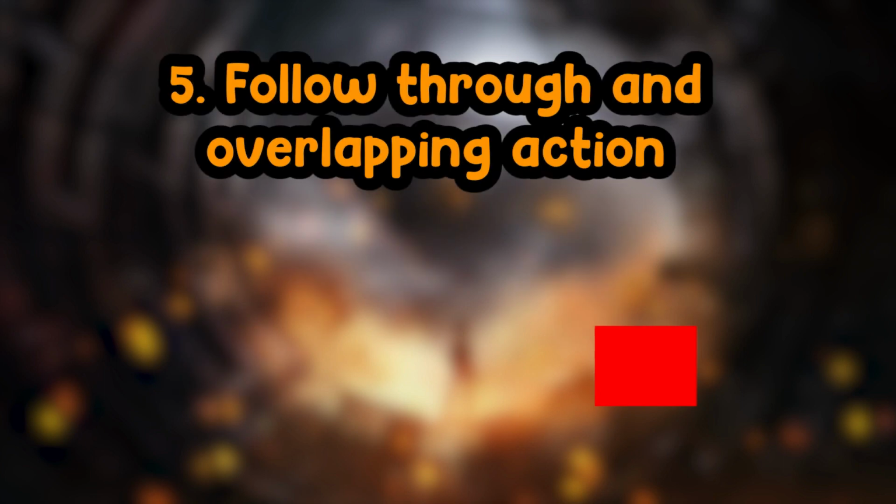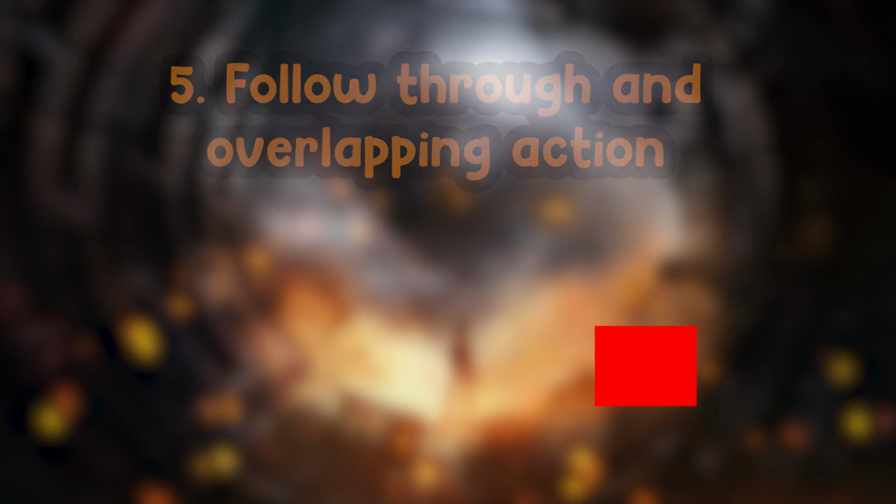Next we have follow through and overlapping action. Let's put a blue rectangle on the red one. We can consider the red as the main part of the object and the blue as the rest of it. If we move the main part, the rest of it follows it. That's why we call it follow through. An overlapping action means if we want to stop the main part of the object, the rest of it continues to move.